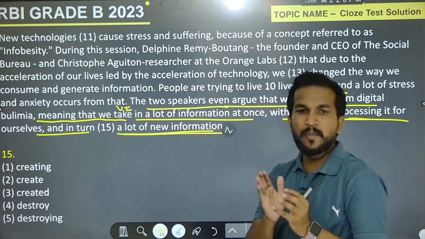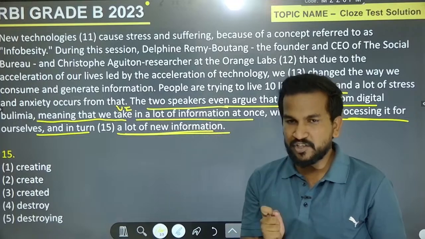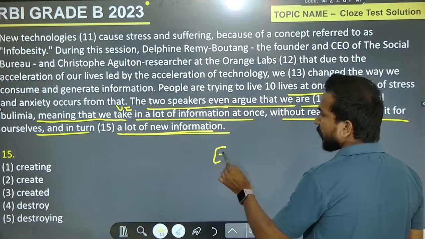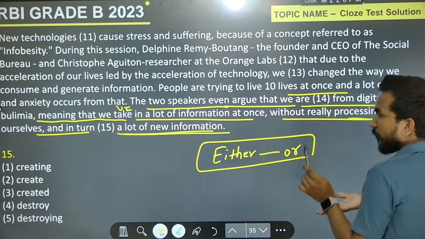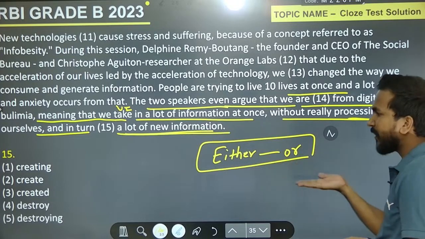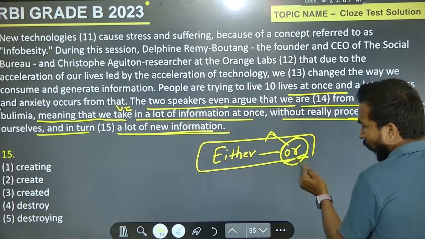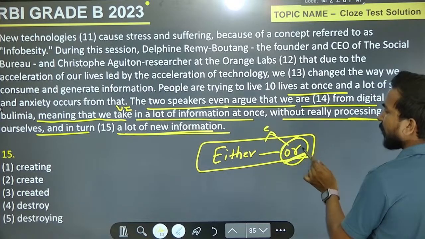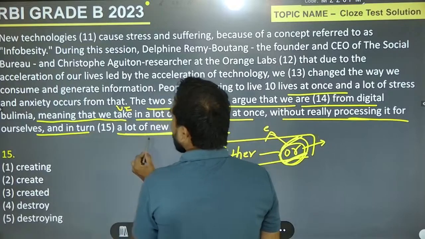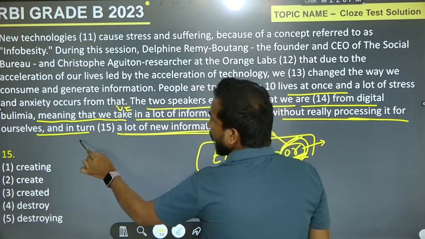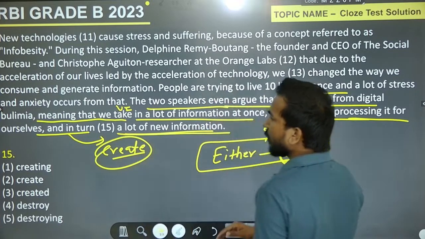If you know the balance method, in the particular part of conjunction, pair conjunction, you very well know that if we have any type of particular pair conjunction, like either or, we must go for the complete balance of it. If we are going to adjoin the word or with a verb, then definitely there will be another verb. So it is balancing actually. So what must it be? We take in a lot of information, so it must be in turn create a lot of new information.